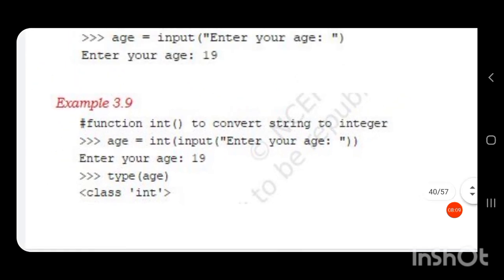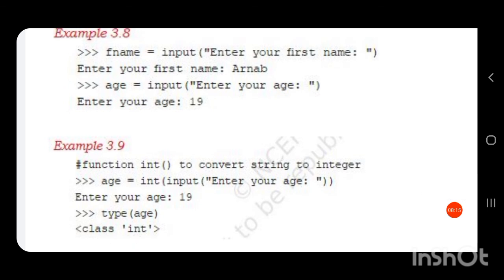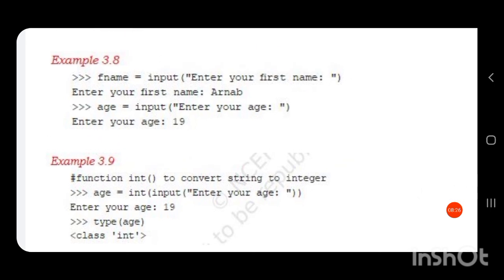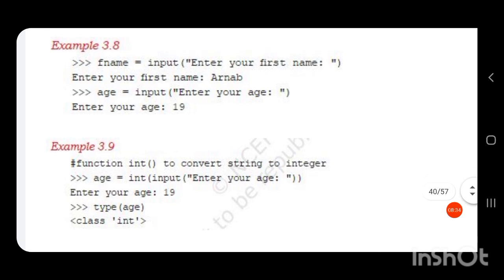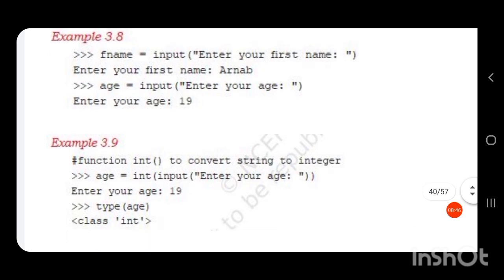So what you have to remember is that whenever you take any integer value through input, you have to convert it into int. So you have to write the function int input enter your age. So the age will be directly converted to an integer. So if you want to add 2 to the age, then you can write age equal to age plus 2. But you cannot perform this operation if it was a string. If you didn't convert it into int, you cannot perform any operations on that.